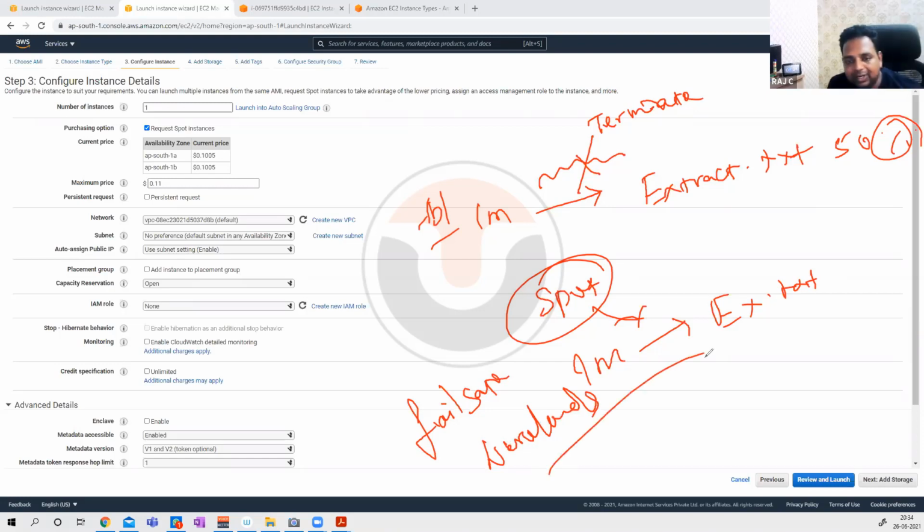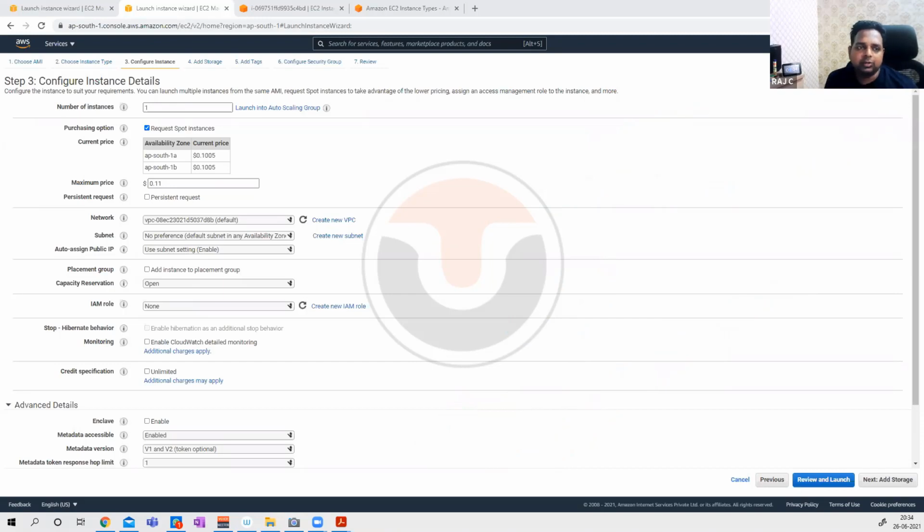Right? So spot instances, you always run whenever you have a fail-safe workload, something you can restart without having any impact.